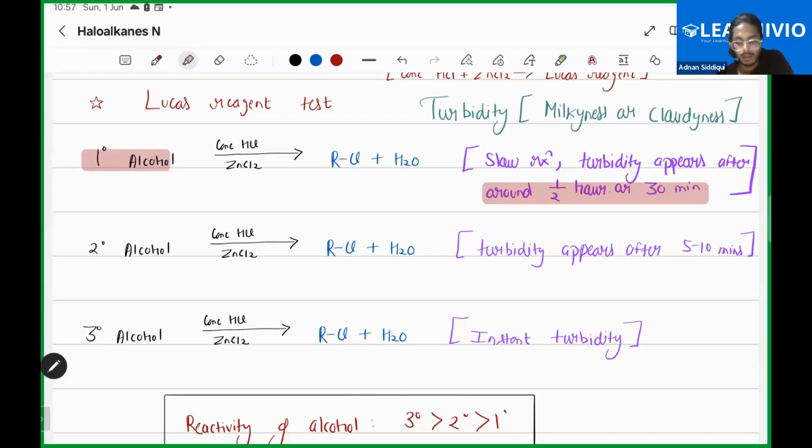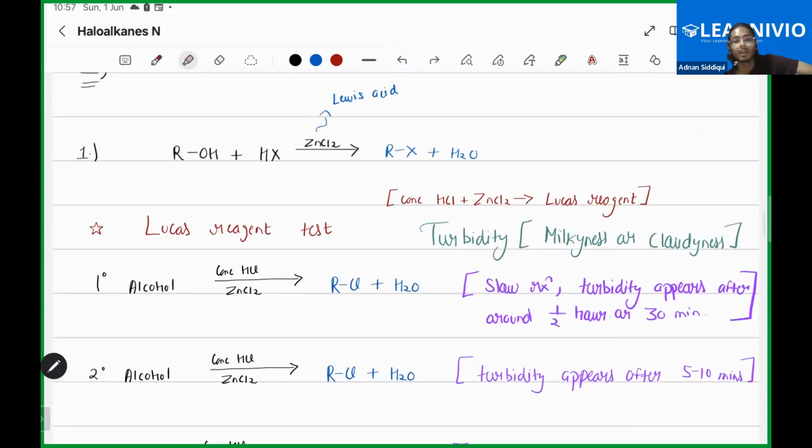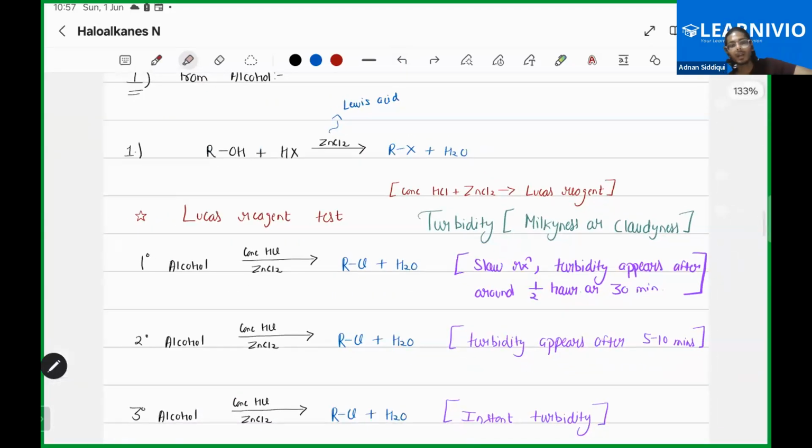1 degree. And if after transferring your Lucas reagent you are observing the turbidity in 5 to 10 minutes, you will say this is 2-degree alcohol. But if you are getting the turbidity instantly, then you will say that this is 3-degree alcohol, right? So with the help of Lucas reagent, you can differentiate the 1-degree, 2-degree, and 3-degree alcohol.